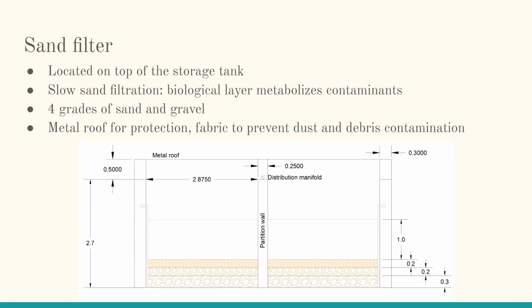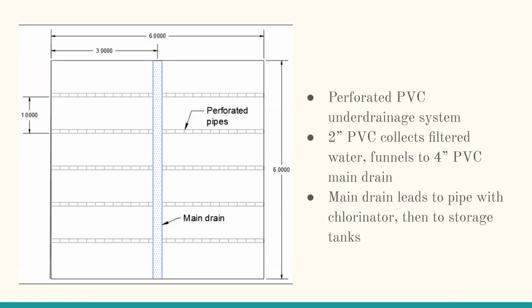And it also has a fine filter mesh fabric on top to prevent large dust or windblown debris from excessively contaminating the filter. And housed in the bottom of the media bed is a perforated under drainage manifold that consists of 2-inch perforated PVC pipes running the length of the housing bed. And that will collect the treated water, funnel it to a 4-inch PVC main drain in the middle, and that main drain will lead through the top storage tank configuration level through the chlorinator and then into the storage tanks themselves.